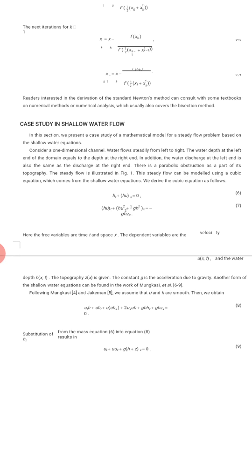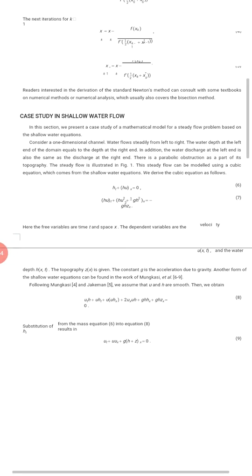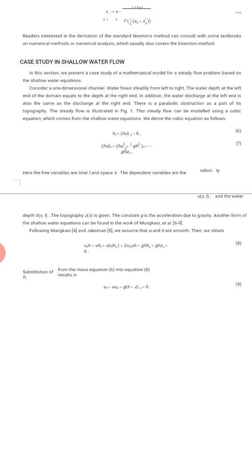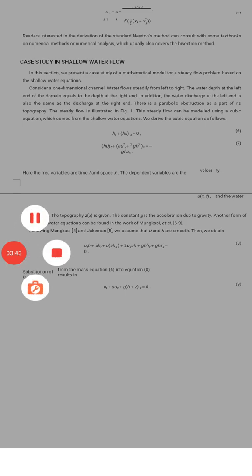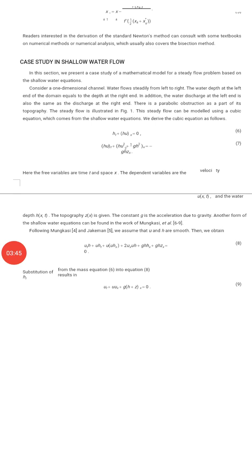If you are interested in the derivation of the standard Newton's method, you can consult some textbooks on numerical methods or numerical analysis, which usually also cover the bisection method. In this case study in shallow water flow, in this section we present a case study of a mathematical model for a steady flow problem based on the shallow water equations.